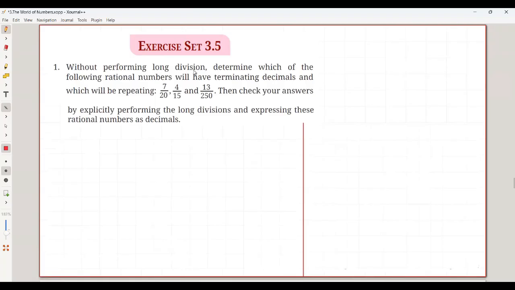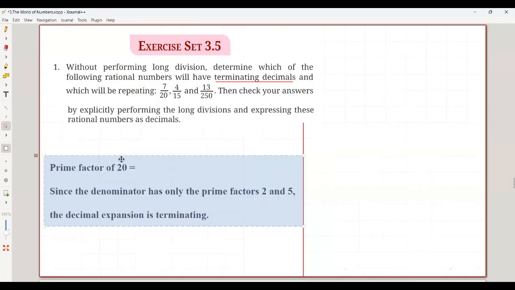Without performing long division, we should not divide. Without performing long division, determine which of the following rational numbers will have a terminating decimal and which will be repeating: 7 by 20, 4 by 15 and 13 by 250. Then check your answers by explicitly performing the long division and expressing these rational numbers as decimals. So without long division, this is in the form of p by q, so I have to check the prime factorization of q.